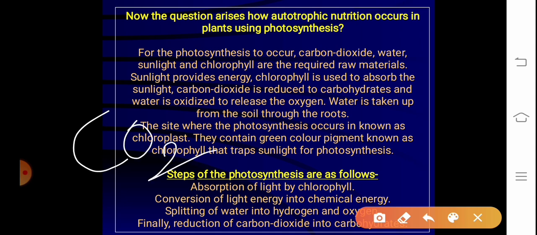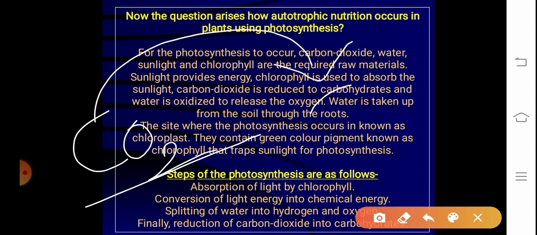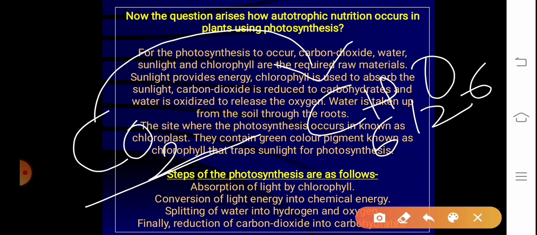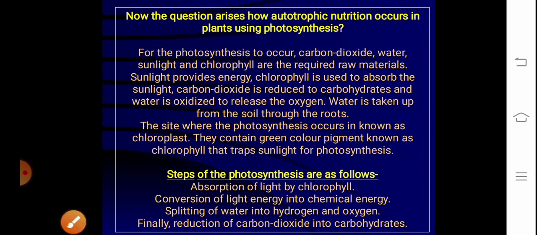So this reduction of carbon dioxide takes place. The carbon dioxide is reduced into carbohydrates, that is the C6H12O6 glucose. Okay, so moving to next.